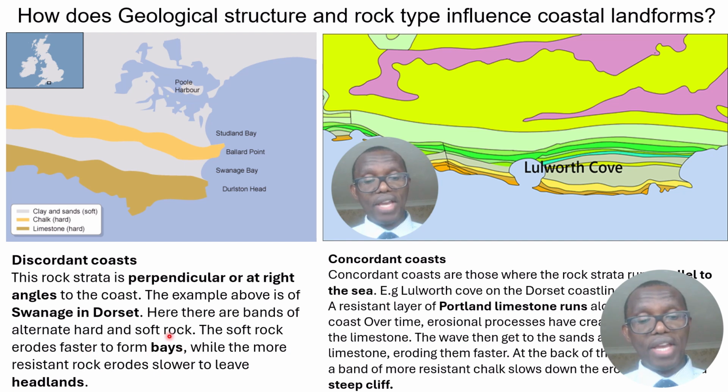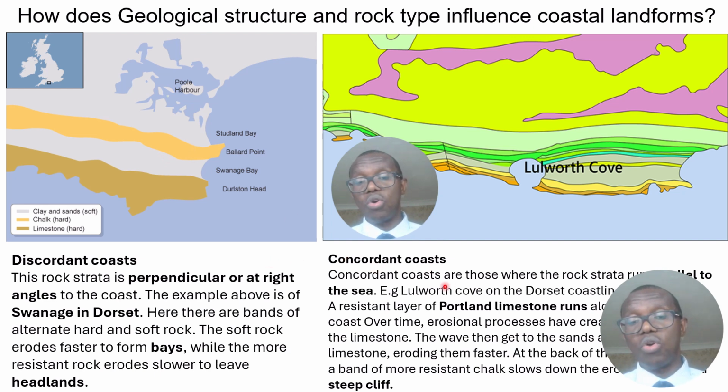So I've explained that, and then you have concordant coastlines. Now the way to remember these, if you have discordant, the way I would remember this is, say disadvantages. So disadvantage, discordant, disadvantage, discordant. That means it goes against. So this rock strata here is not flowing in line with the coast. Instead, it's perpendicular to the coast or at right angles.